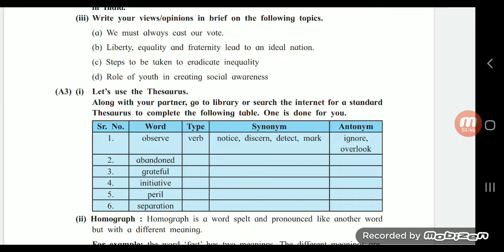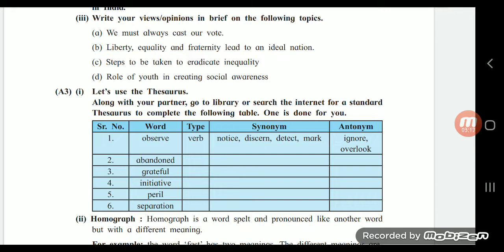Do this activity, it is very easy. When you look at a particular word, try to understand what is the type of that word, whether it is a verb, adjective, adverb, or pronoun. In that way. Now here there are other examples given to you.